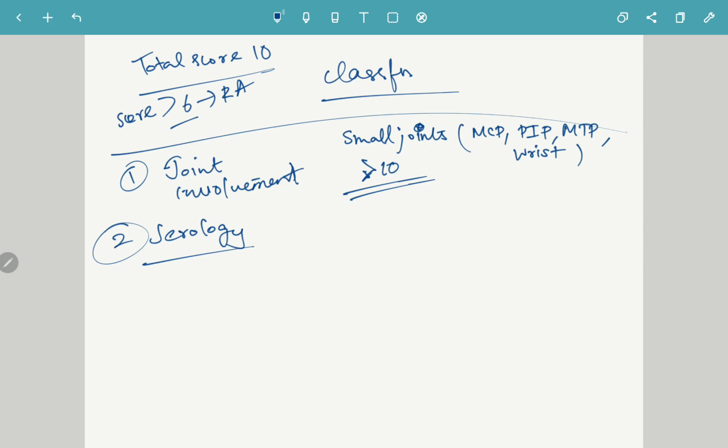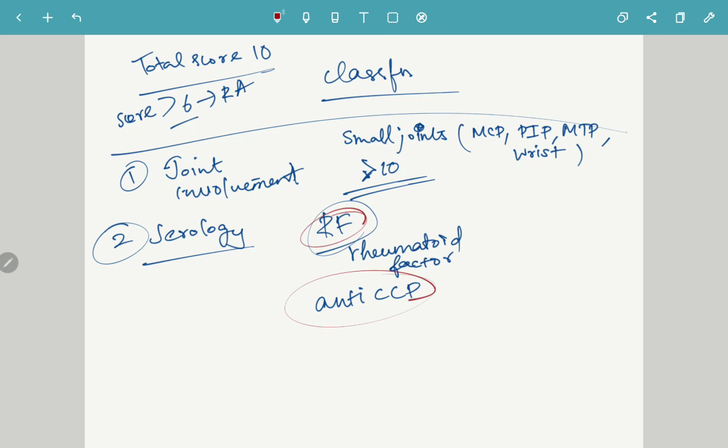In serology, you have something known as RF, which is the rheumatoid factor. When there is a negative rheumatoid factor and negative anti-CCP antibodies, the score will be 0. So you need to check for rheumatoid factor and anti-CCP antibodies. Very important. So what is this rheumatoid factor and anti-CCP antibodies?